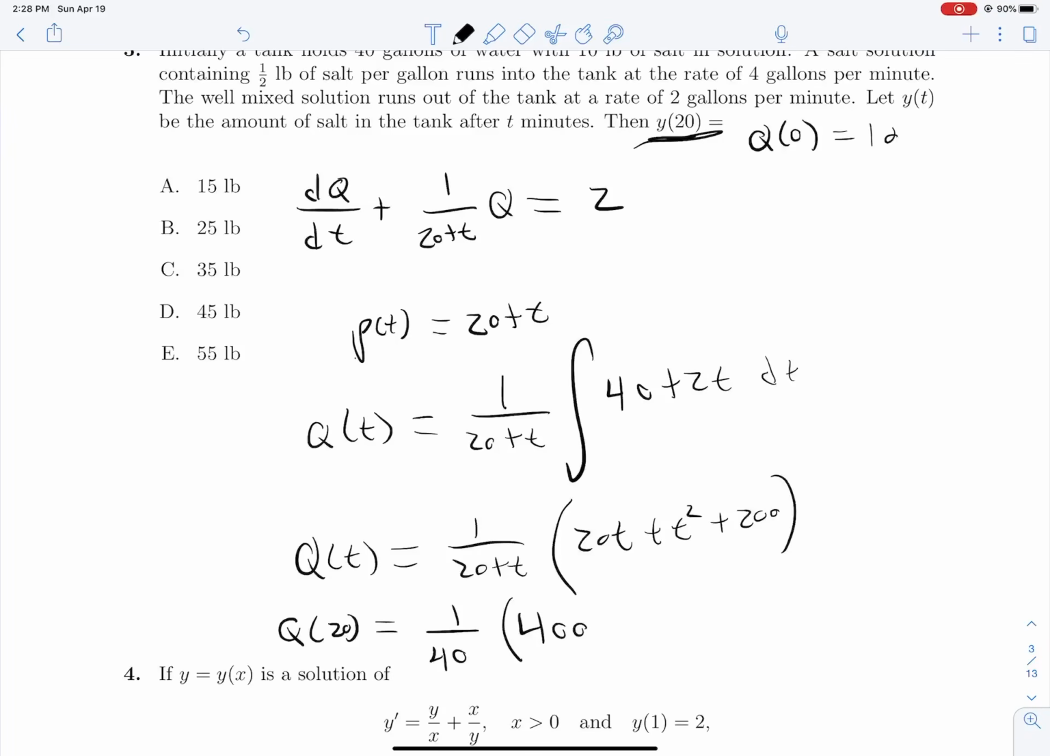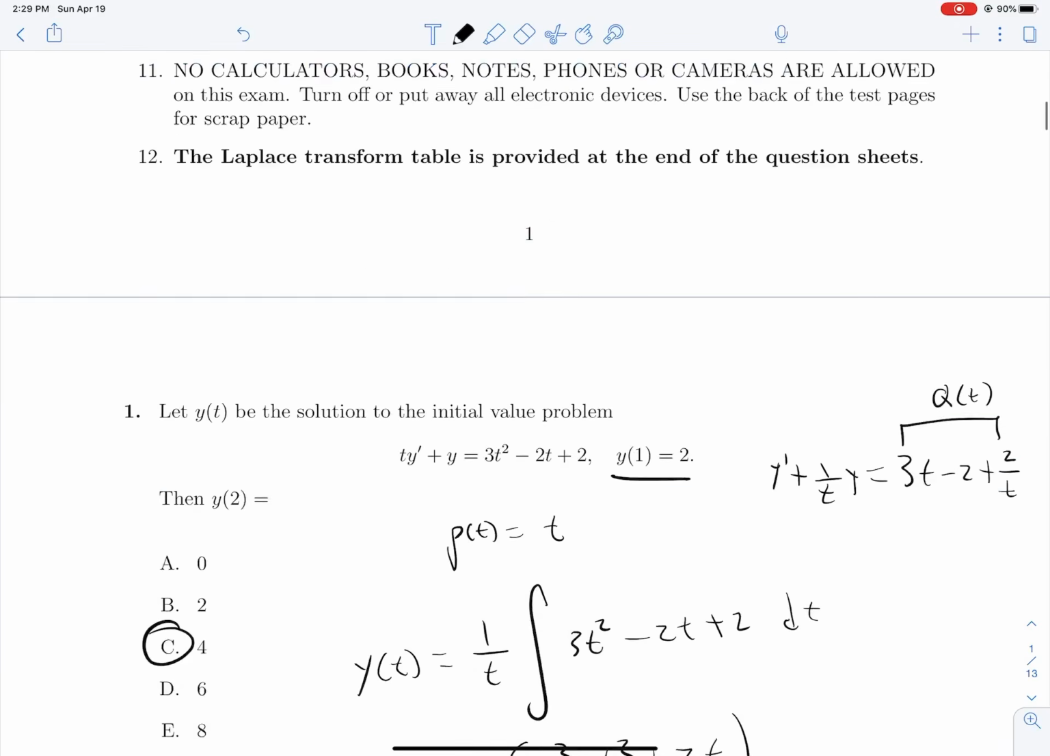Oh, look at that. Haha. I integrated 40 and got 20t. This is 40t. So this is 800 here, plus 400 plus 200. We will get 1400 over 40, which simplifies down to 70 over 2, which is 35. So 3 is C.